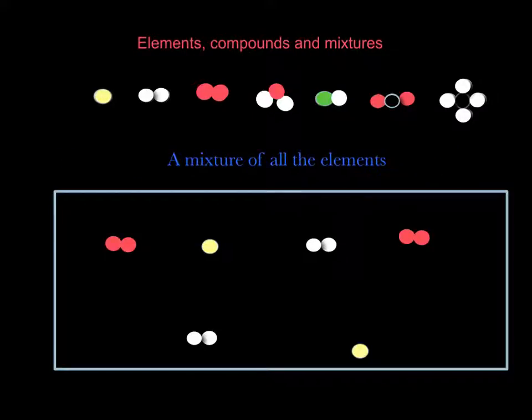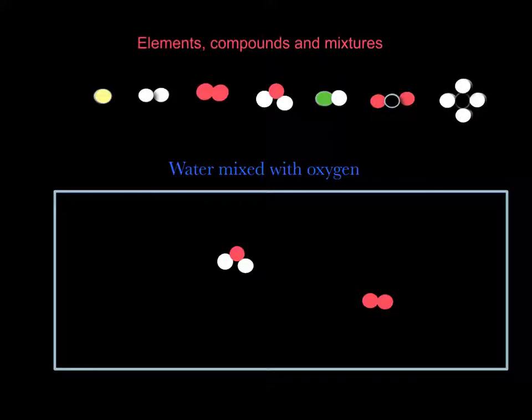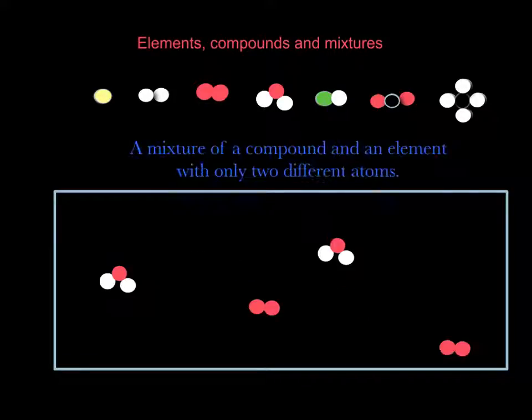This is a mixture of all the elements because this and this are elements that are molecules, and this one is just an element, so this is a mixture of all the elements. This is water mixed with oxygen because this is water and this is oxygen. This is a mixture of a compound and an element because this is a compound and this is an element, and only pink and white things are used.